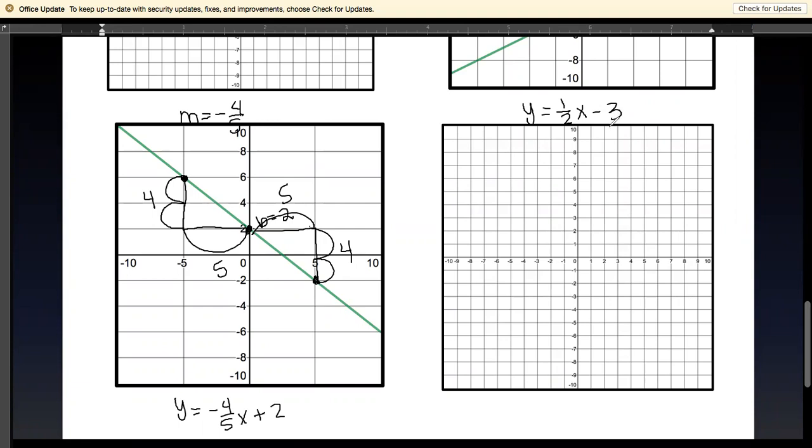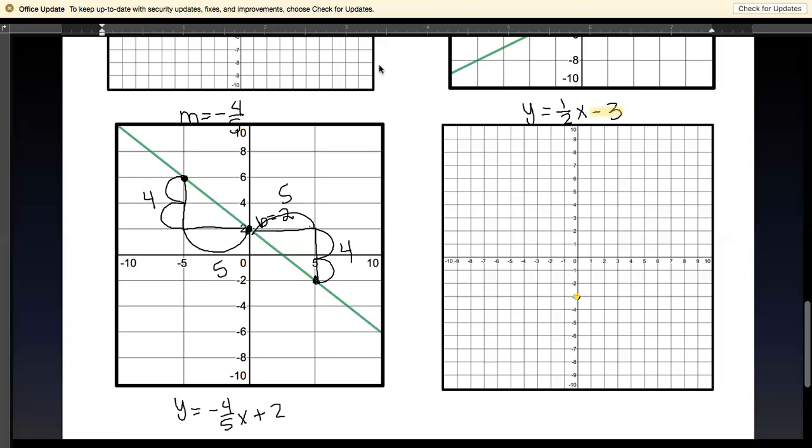So what I can do right now is plot a point at -3 on the y-axis, because the y-intercept is -3. So I know that this graph is going to go through -3 on the y-axis. I really like to color code, so I did not mean to do that. Okay, so my y-intercept was -3, so I plotted my point at -3.